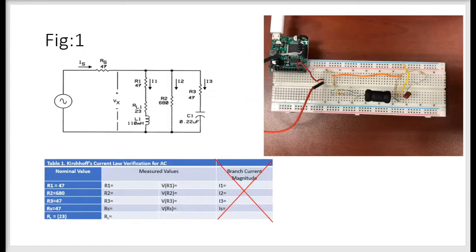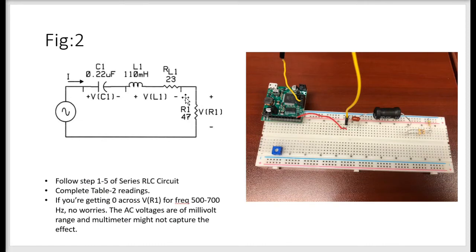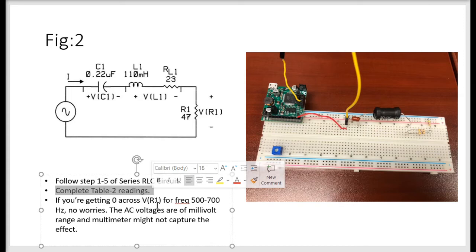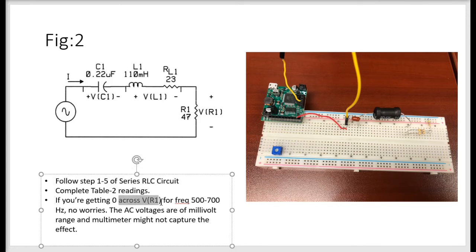After you take these readings, of course, complete table 1, and then you move over to figure 2. This is just the way I constructed my circuit. What you have to do is follow steps 1 to 5 of series RLC circuit, and then complete the table 2 readings, right? For table 2, it's pretty much straightforward. When you are trying to read the voltage across VR1, which is this 47 ohms, for me this is this portion, right?